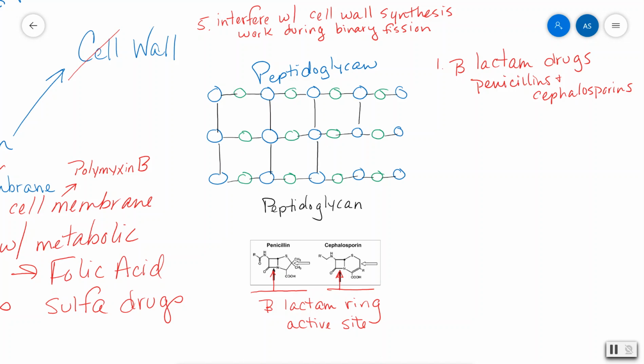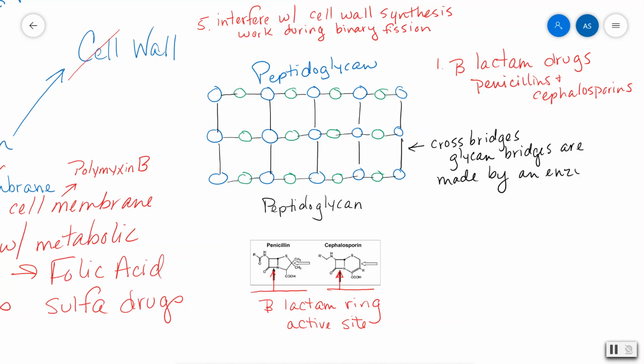Now, how do you think that cross-link is made? Okay, it's made by an enzyme. So these cross bridges or glycan bridges are put in place by an enzyme. And that enzyme's name is PBP, short for penicillin binding protein.